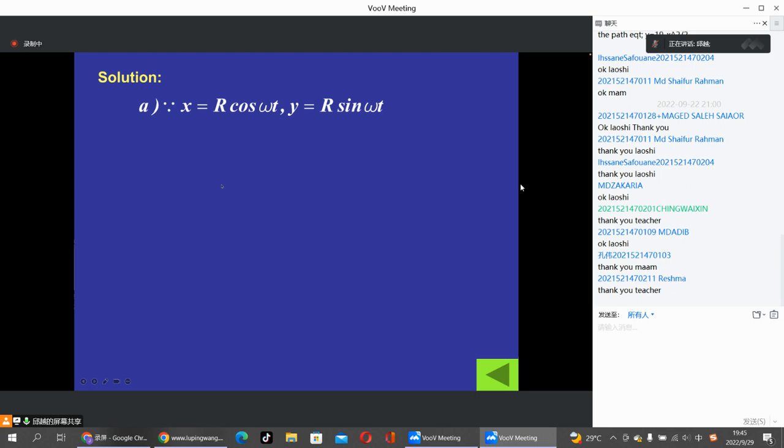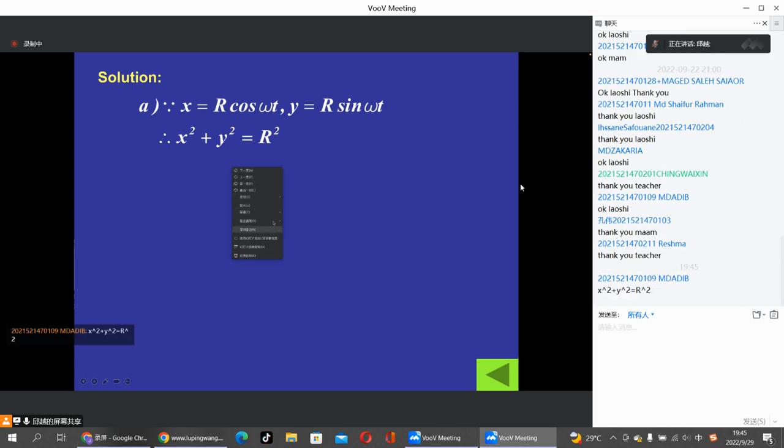So, in order to calculate the distance between that point and the origin, you need to do what? You need to calculate the magnitude of this vector r, right? So the magnitude of this vector r equals root x squared and y squared. So x squared and y squared equals r squared, and the magnitude of r equals big R.